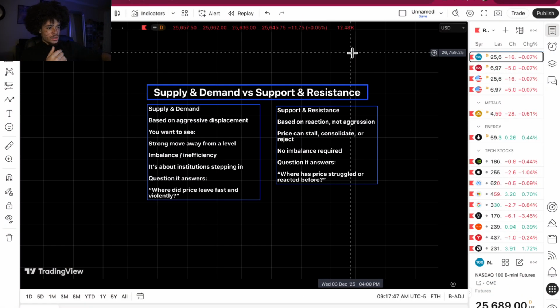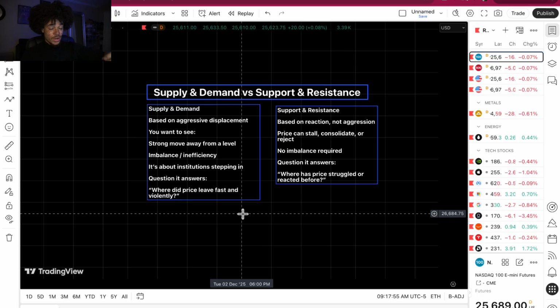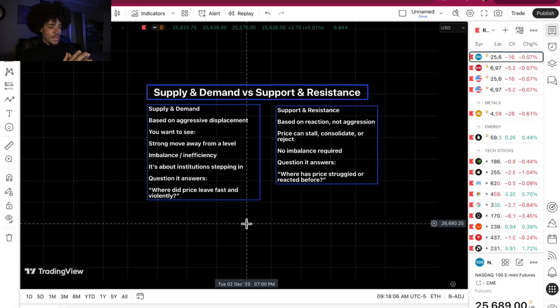So let's start off. Supply and demand. When I first started trading, I didn't understand the difference. You feel me? I thought it was both the same thing. I thought I outsmarted everyone. But with supply and demand, you're looking for an aggressive move away from a certain area. Okay, you want to see a strong move away from that level, creating an imbalance or inefficiency. This lets me know that we have institutional traders in that area.